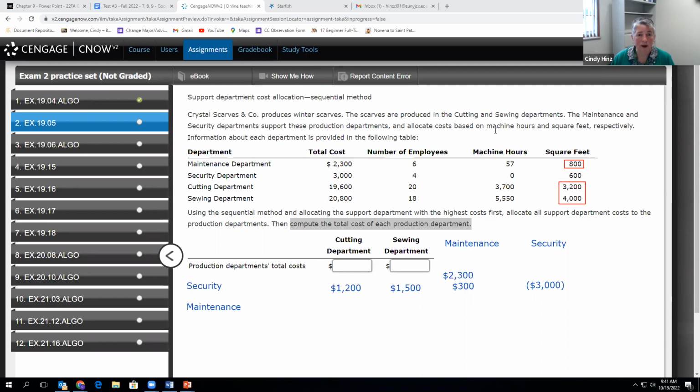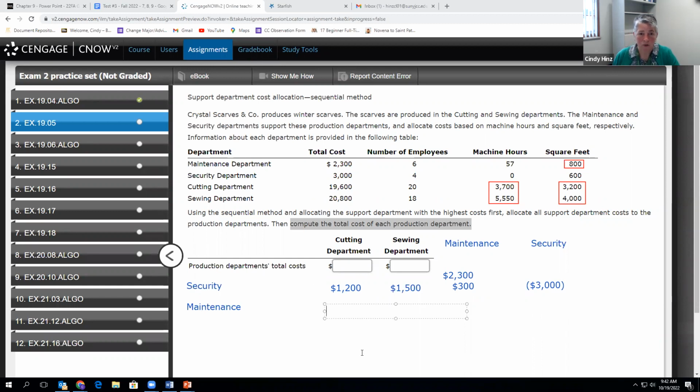The maintenance department is being allocated based on machine hours, and we're allocating only to the two remaining departments, the production departments, cutting and sewing. Security has already been zeroed out. We've already fully allocated that. Maintenance is only going to be allocated to the two remaining departments.